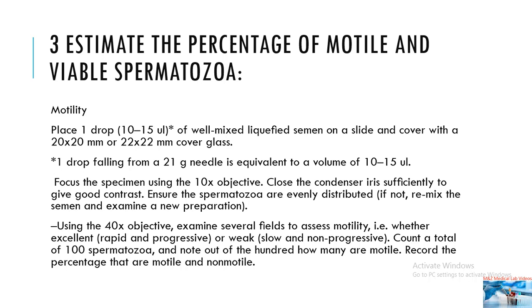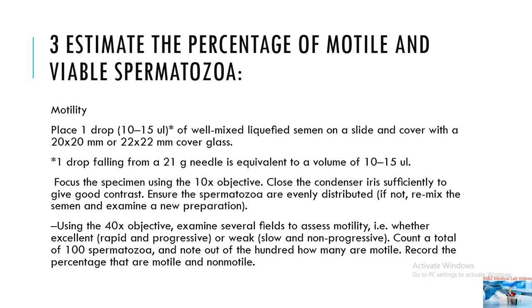Focus the specimen using a 10x objective lens. Close the condenser iris sufficiently to give good contrast. Ensure the spermatozoa are evenly distributed. If not, remix the semen and examine a new preparation.